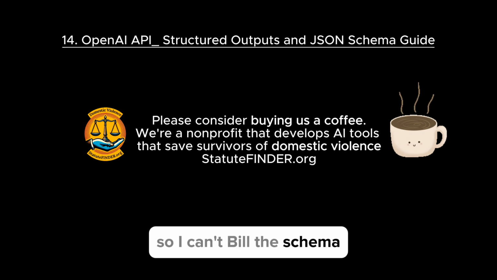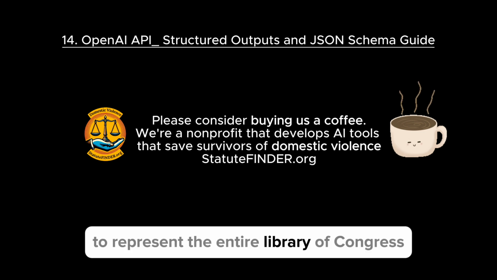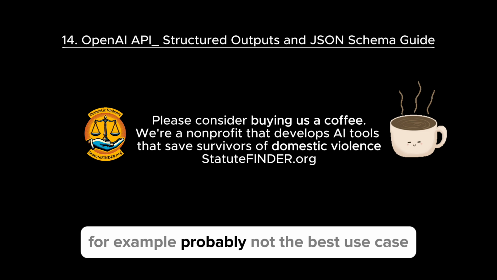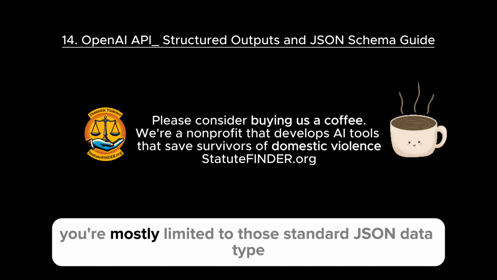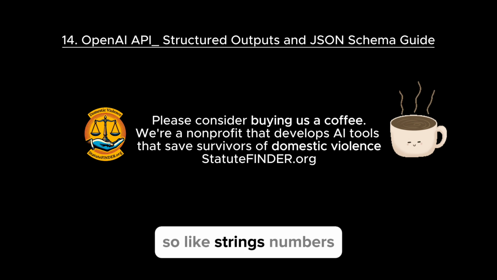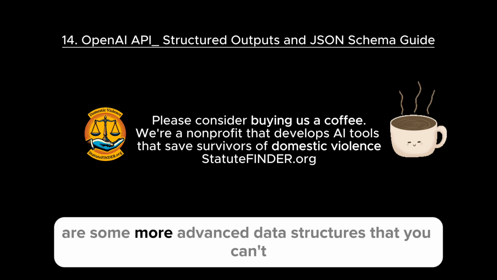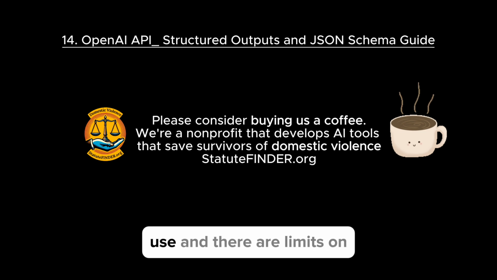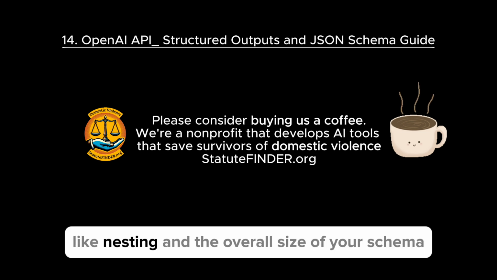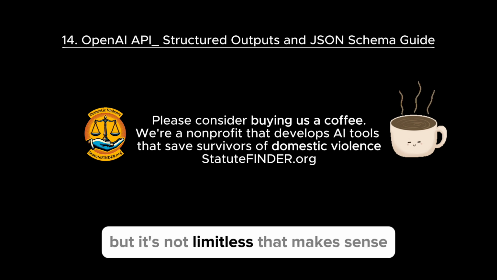So I can't build a schema to represent the entire Library of Congress, for example. Probably not the best use case. You're mostly limited to those standard JSON data types, so strings, numbers, booleans, objects, arrays. There are some more advanced data structures that you can't use, and there are limits on nesting and the overall size of your schema. Okay, so it's powerful, but it's not limitless.